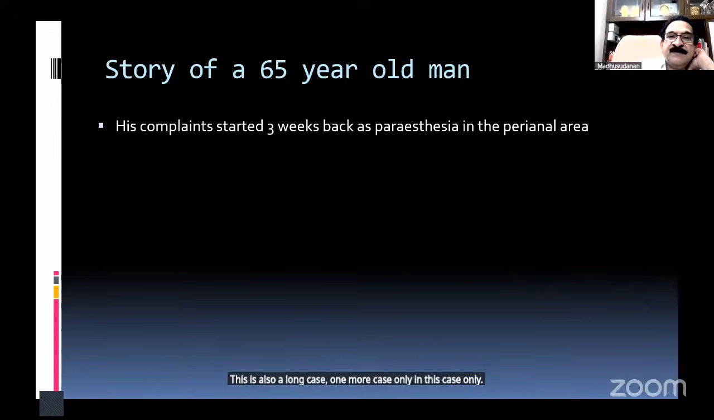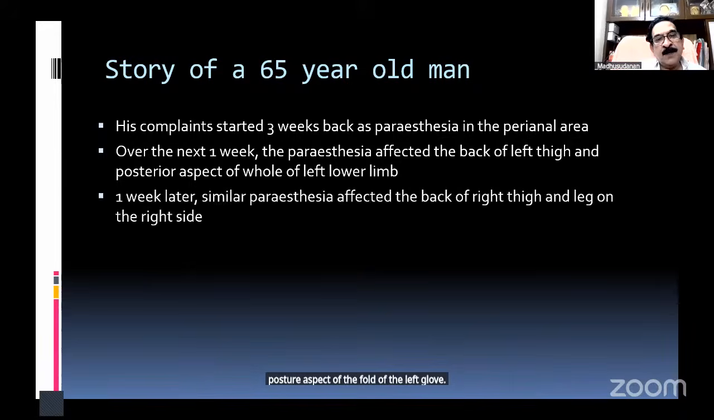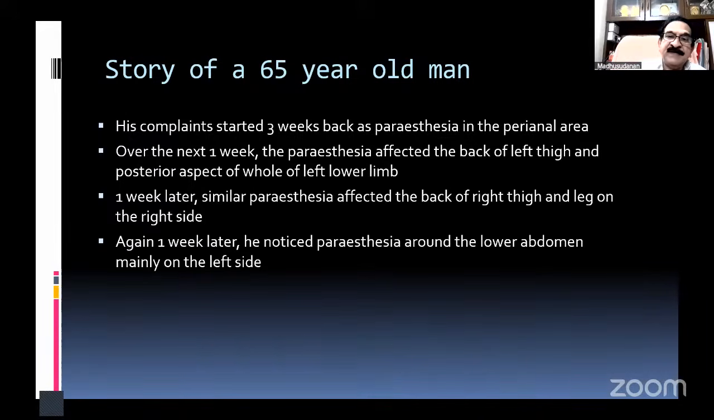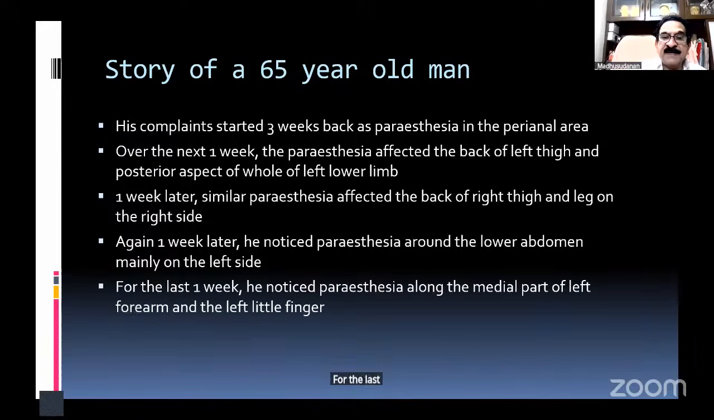His complaint started 3 weeks back as paresthesia in the perianal area. Over the next 1 week, the paresthesia affected the back of the left thigh, the posterior aspect of the whole of the left lower limb. One week later, similar paresthesia affected the back of the right thigh and right leg. Again, 1 week later, the patient noted paresthesia around the lower abdomen, mainly on the left side. For the last 1 week, he noted paresthesia around the medial part of the left forearm and left little finger.